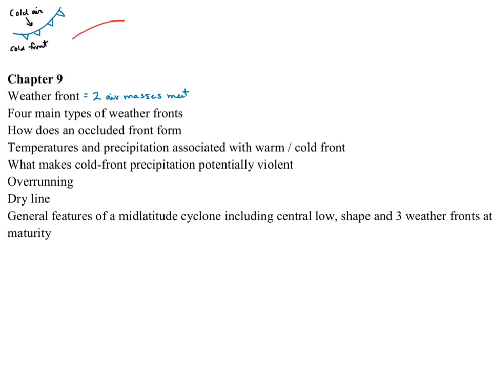There are 4 types of weather fronts that I want you to know, 4 main types of weather fronts. We have a cold front, a warm front, and a stationary front. Okay, and the thing about the cold front and the warm front is that in a cold front you have cold air moving down from the north, for us here in the northern hemisphere, and in a warm front you have warm air that's coming from the south.